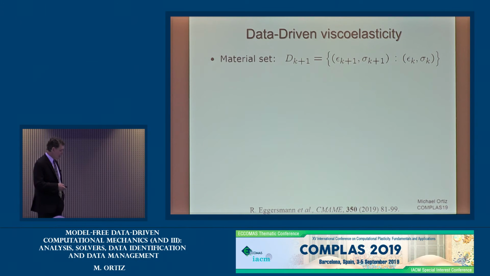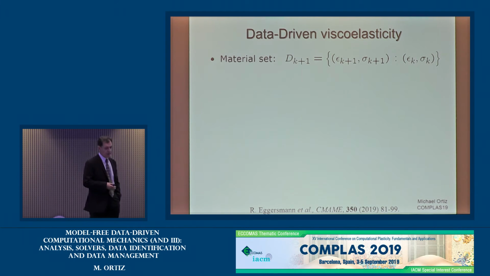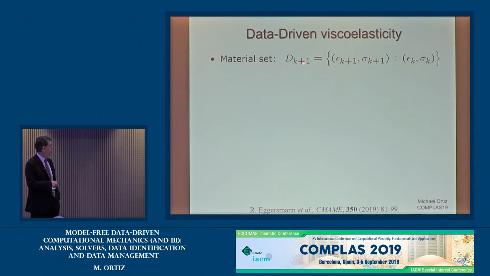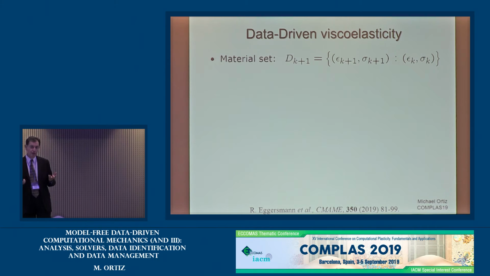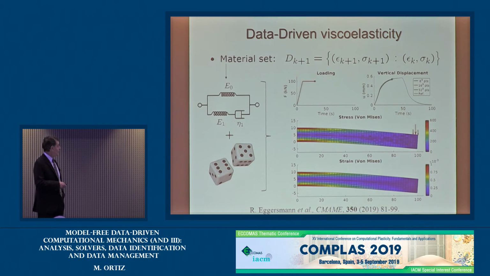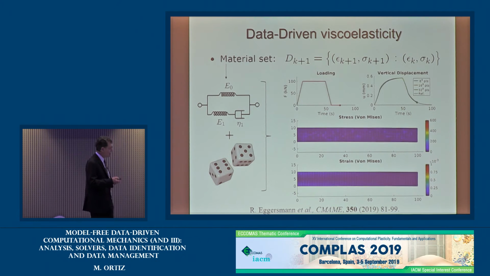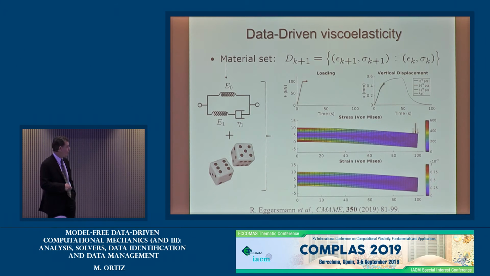So here are a couple of examples where we've done data-driven viscoelasticity. In this case, the simplest kind of conditioning to the history would be to make the material data set dependent on the initial conditions for the time step. That's enough, for instance, to approximate the standard linear solid. And these calculations are finite element calculations, simple finite element calculations just to demonstrate the principle.